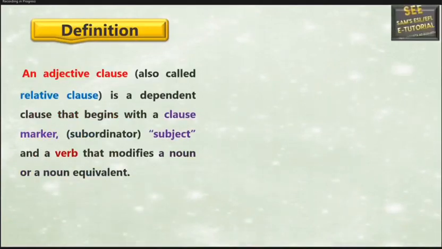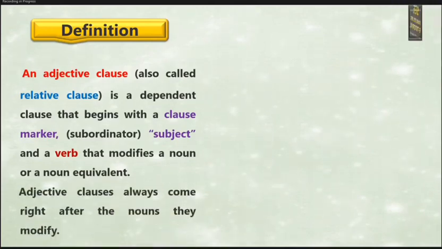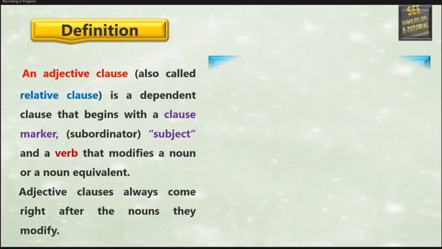Now to adjectival clause. What then is an adjectival clause? An adjectival clause is also known as a relative clause, and remember it is a dependent clause. It is a clause made up of a subject, a clause marker, and a verb whose responsibility is to modify a noun, as seen there. Always know that adjectival clauses always come right after the nouns they modify. So they actually modify a noun.